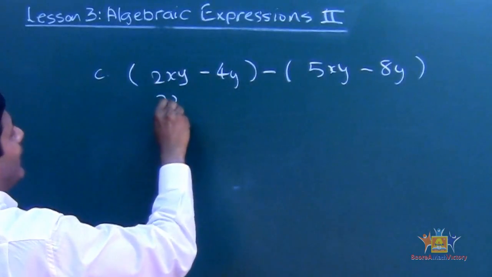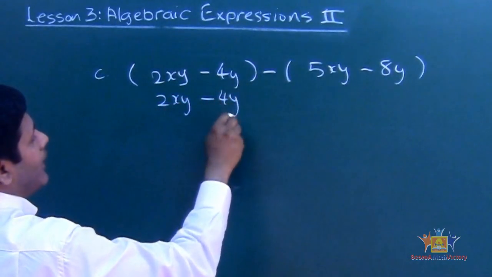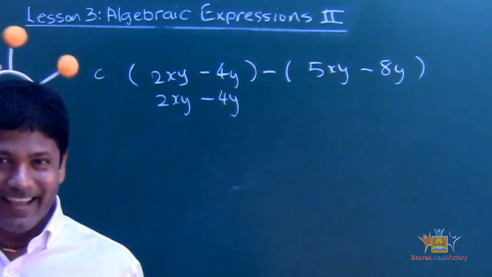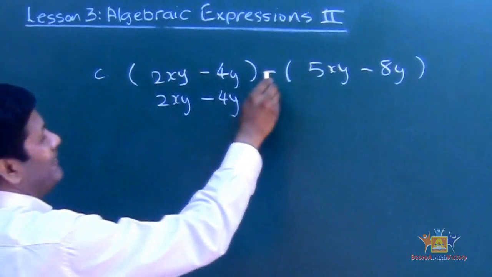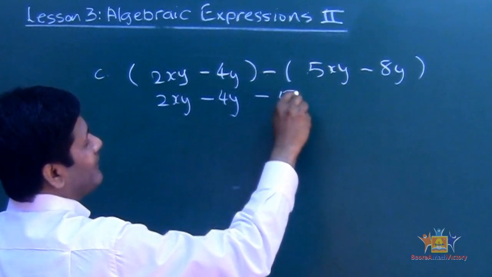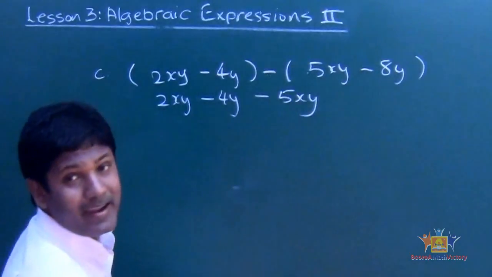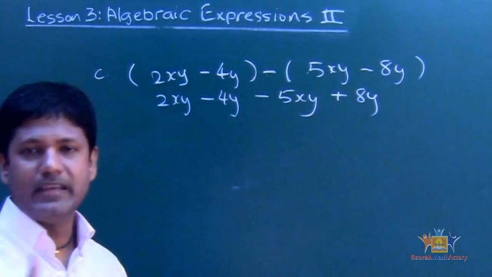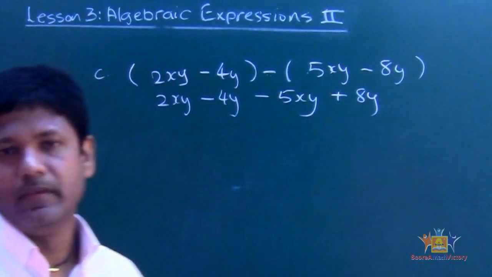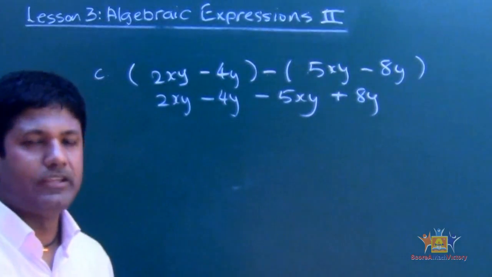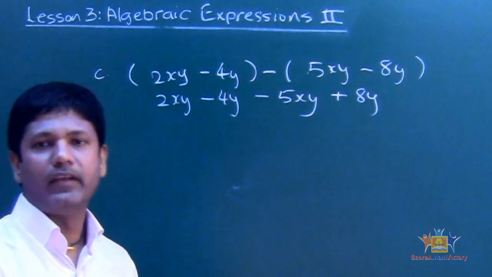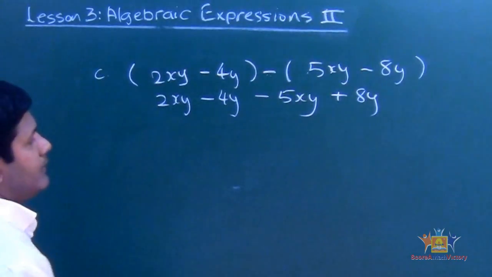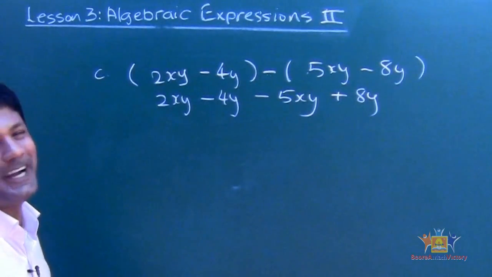So let's do that. 2xy minus 4y. Minus and plus is minus 5xy. Minus and minus, negative and negative, is plus. Now Mr. Mac has been interchanging between negative and minus, and plus and addition. So minus and negative are the same thing, and plus and positive are the same thing. Okay, now we expand it. What's our next step? Good job.